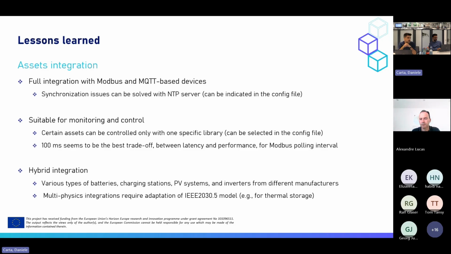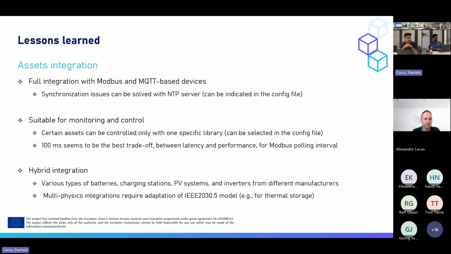When it comes to the assets integration, in the pilots demonstration we showed a full integration of Modbus and MQTT-based devices. It's important to underline that in some cases, especially with Modbus devices, you need to be careful with the Modbus library that you use. For example, we noticed that some Modbus libraries were not performing well when trying to control the assets. Nevertheless, this is documented in the Git repository, so you will find all the information there.